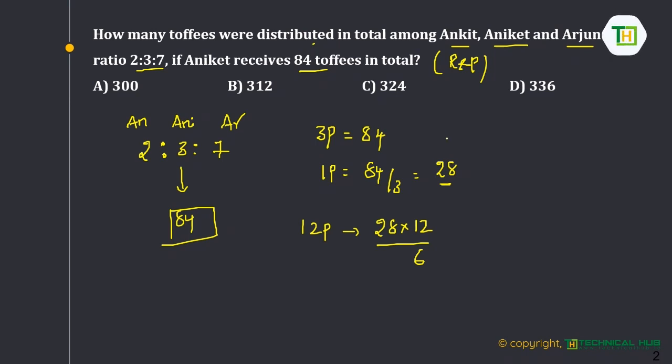So if you observe the options, the unit digit is 6, and only one option has 6. So you can go directly for option D. Otherwise, if you calculate the 28 into 12 value, you will get 336. So all the 3 persons received 336 trophies. The ratio of all 3 persons is given, and out of 3 persons, 1 person's value is also given. So equate that person's ratio and value, find out the 1 part value, and substitute that 1 part value in the total. You will get the total trophies received by all the 3 persons.